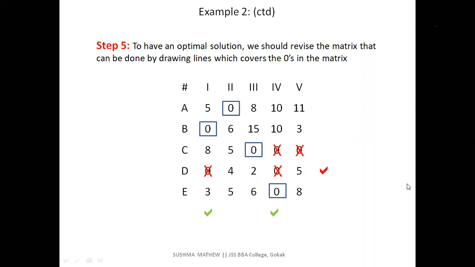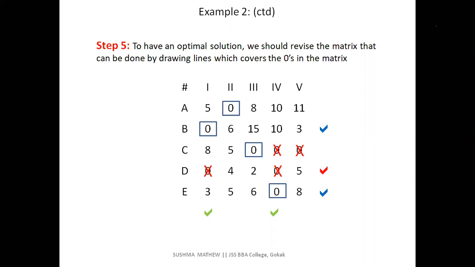The zeros are available in the first column and the other 0 is available in the second column. Fine. Next. Now I have to tick mark in the first column where the assignment is being made. Can anybody tell me in the first column where the assignment is being made? B. Very good. So in the first column, the assignment is being made on the Bth row.